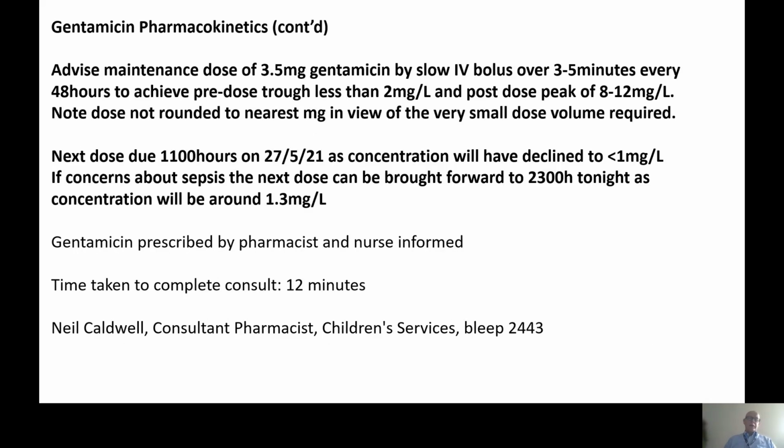So a recommendation is advise a maintenance dose of 3.5 by slow IV bolus over 3 to 5 minutes every 2 days, every 48 hours, to achieve a pre-dose trough of less than 2 and a post-dose peak of 8 to 12. Put in a note to say we've not rounded the dose to the nearest milligram in view of the very small dose volume required. Next dose was due at 11 o'clock in the morning on the 27th.